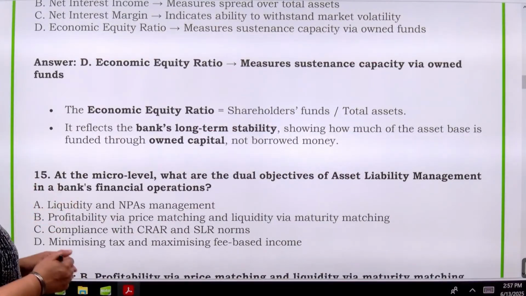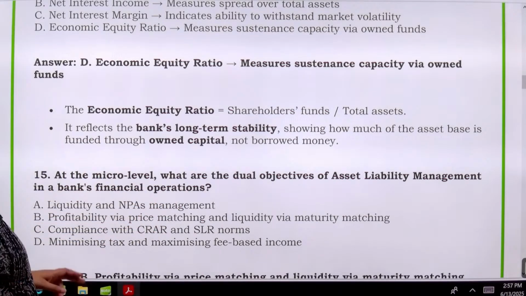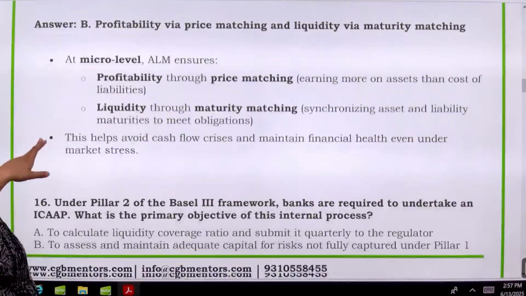Now at the micro level, what are the dual objectives of the ALM in bank's financial operations? So the dual objective is obviously maintaining the profitability as well as the liquidity. These are the twin objectives of asset liability management.